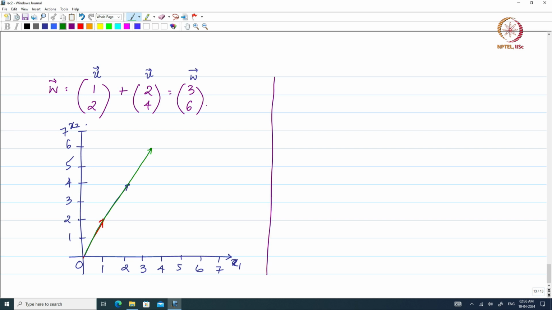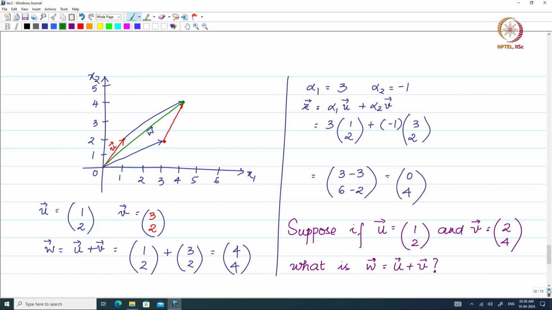All these vectors u, v, w are all in the same directions. However, if I take u equal to (1, 2) and v equal to (3, 2), and w was (4, 4), what we figured out was (1, 2) was in a different direction, which you could see from here. The vector (1, 2) is in this direction, and this is the vector (3, 2), which was in a different direction.